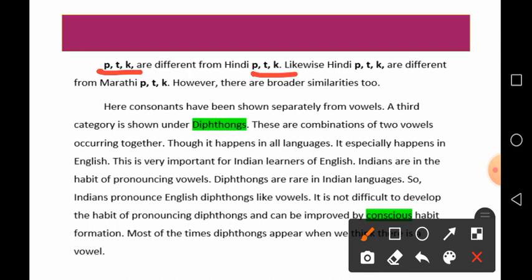Sometimes some other learners of English, they even combine consonants with the vowels, म्हणजे ते vowels आणि consonantला combine करतात. Okay, a third category is shown under diphthongs.